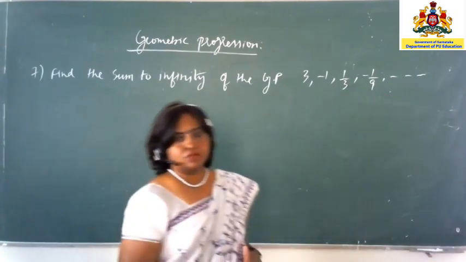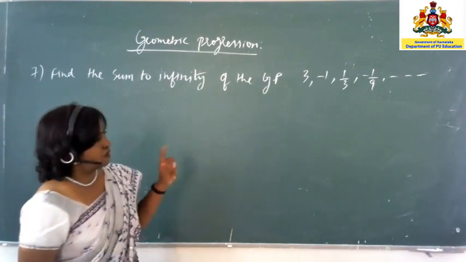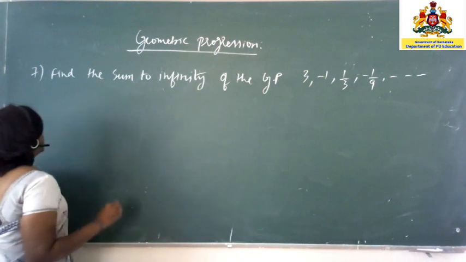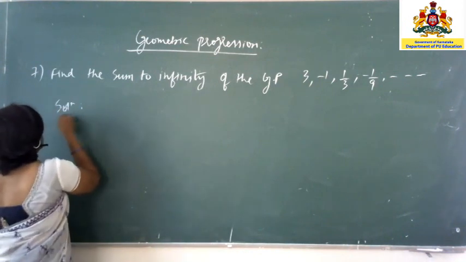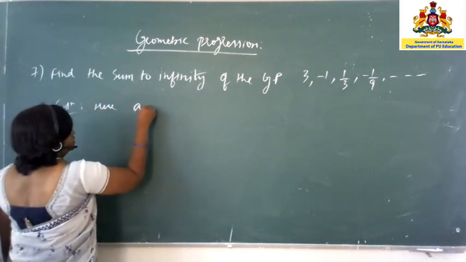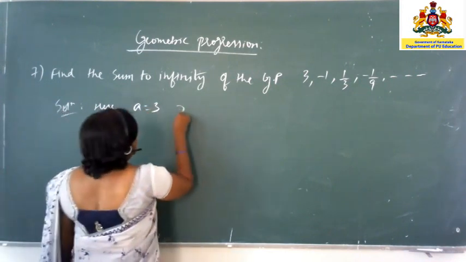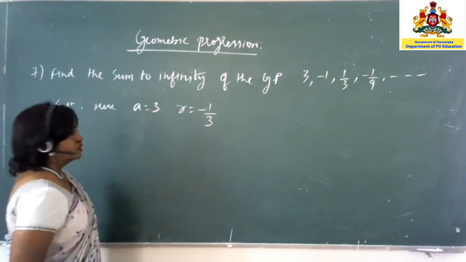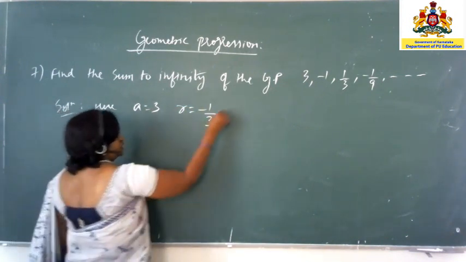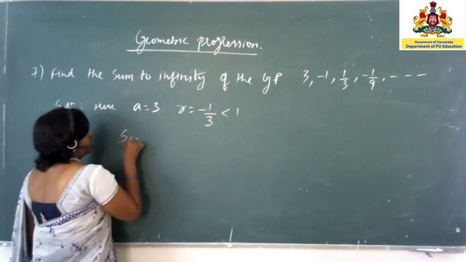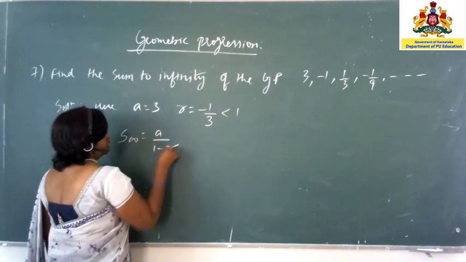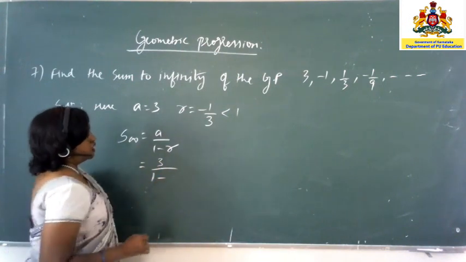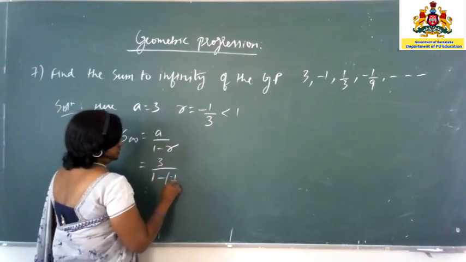Next sum: find the sum to infinity of the GP 3, minus 1, 1 by 3, minus 1 by 9, and so on. So here a is equal to 3, r is equal to minus 1 by 3, so the modulus of r is less than 1. So S infinity is equal to a by 1 minus r. a is 3, divided by 1 minus r, that is 1 minus of minus 1 by 3.